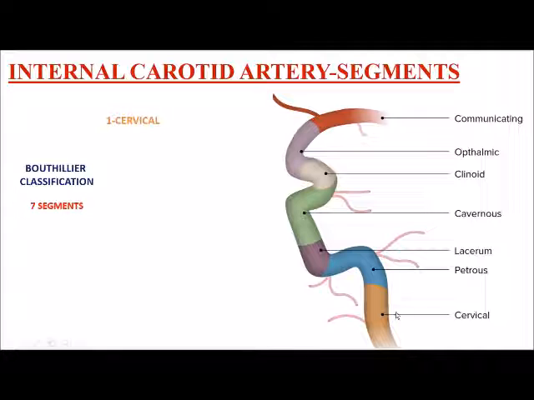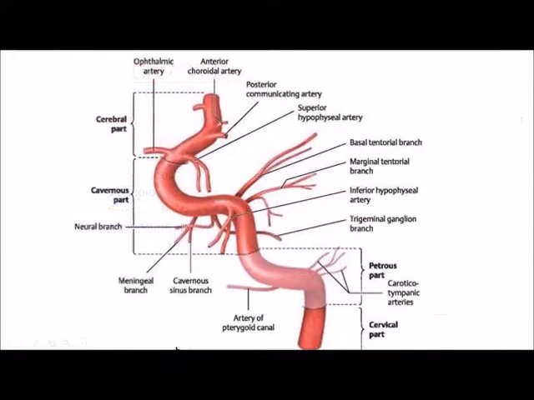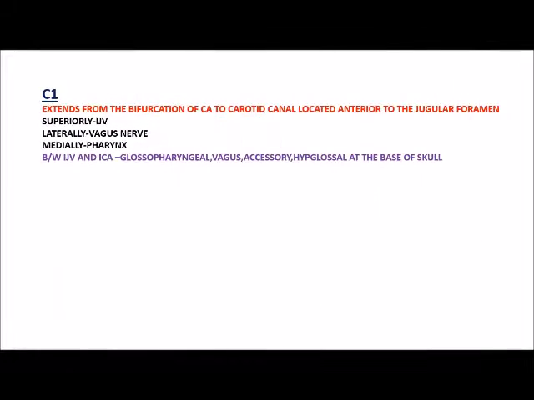The first segment is the cervical segment. Second, petrous segment. Third, lacerum segment. Fourth, cavernous segment. Fifth, clinoid segment. Sixth, ophthalmic or supraclinoid segment. Seventh, communicating or terminal segment. In this picture, you can see each segment gives rise to many other branches. Let's discuss each segment in detail.